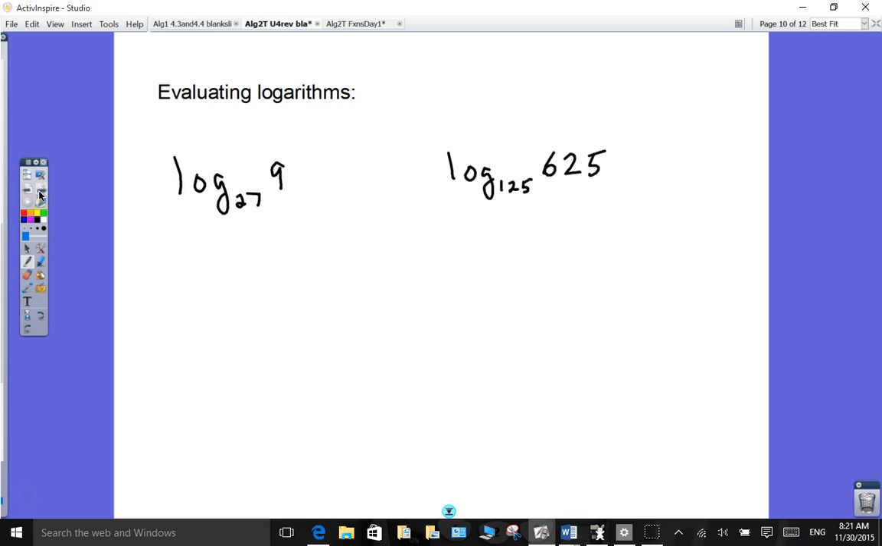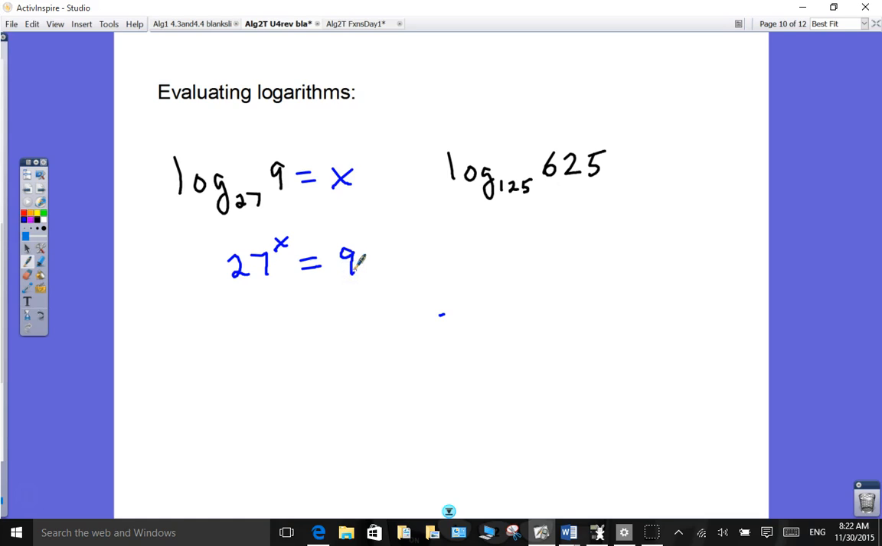You remember how we did the others. First, we set it equal to x, because that's what we don't know. Right? Then we converted it to an exponential. So that's 27 to the x equals 9.